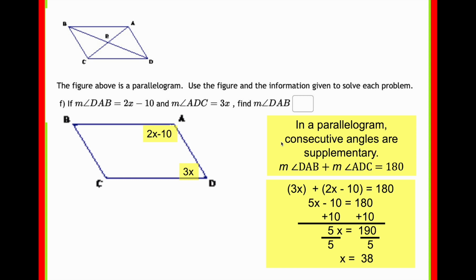I go back to the instructions and I notice that is not my answer. Find the measure of angle DAB. So we're going to have to use the letter x and substitute. We know that angle DAB is 2x minus 10. Everywhere there's an x, I'm going to put 38, minus 10. So 2 times 38 is 76, minus 10 is 66. So the measure of angle DAB is 66.